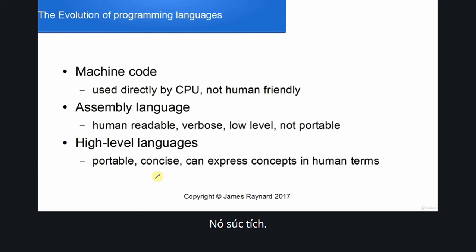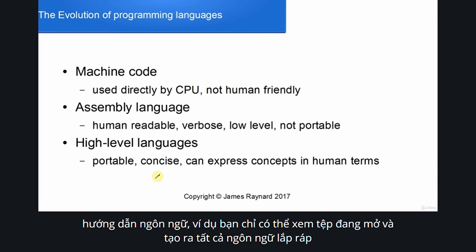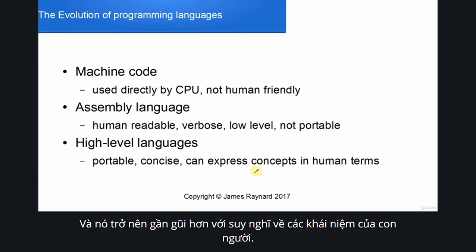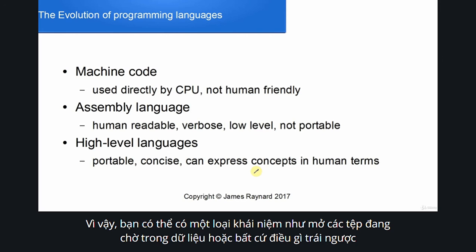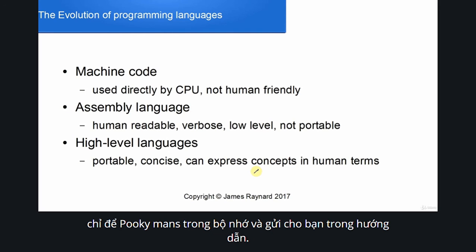It's concise. You can have a single instruction in a high-level language that corresponds to several assembly language instructions. For example, you can just say open file, and that'll generate all the assembly language instructions that you need to do that. And it's getting a bit closer to thinking in terms of human concepts. So you can have concepts such as opening files or reading in data or whatever, as opposed to just poking around in memory and sending off instructions.